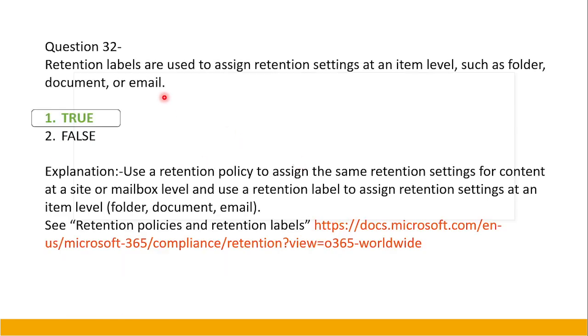Question 32: Retention labels are used to assign retention settings at an item level such as folder, documents, or emails. Is it true or false? The correct option here is true, because you use a retention policy to assign the same retention setting for the content at a site or mailbox level, and use a retention label to assign retention setting at an item level.